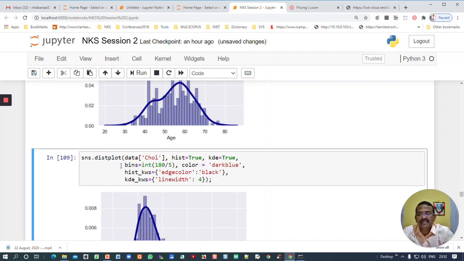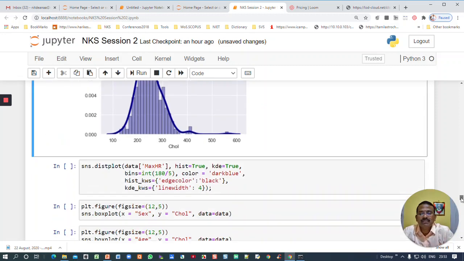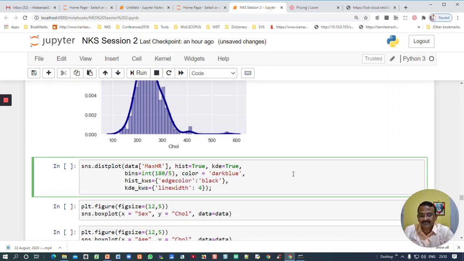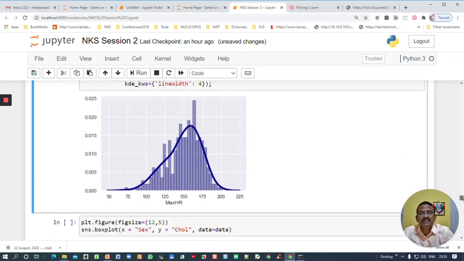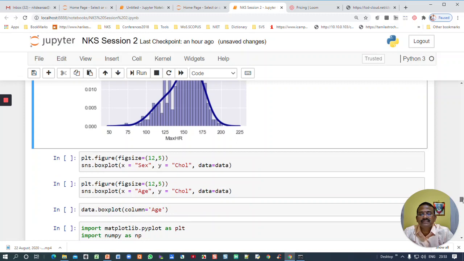So please understand, dist plot is the method used to analyze a single variable. If it is bivariate, some other plot is there. Here I focused the dist plot on maximum heart rate. See here, only this level. Maximum heart rate is 160, 165 like this. Clear? So you can understand like this.